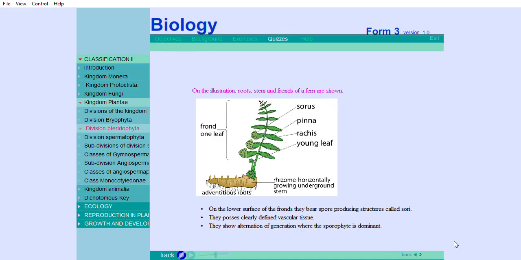On the illustration, roots, stem, and fronds of a fern are shown. On the lower surface of the fronds, they bear spore-producing structures called sori. They possess clearly defined vascular tissue. They show alternation of generation where the sporophyte is dominant.